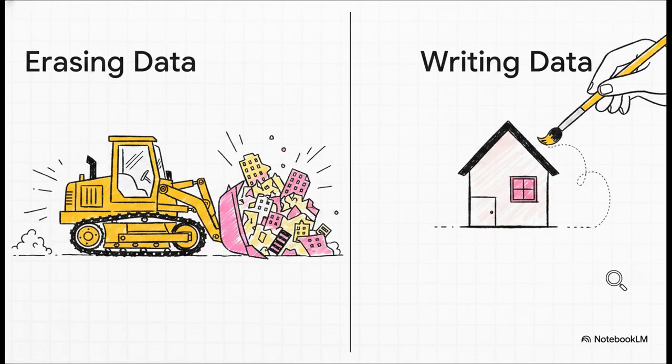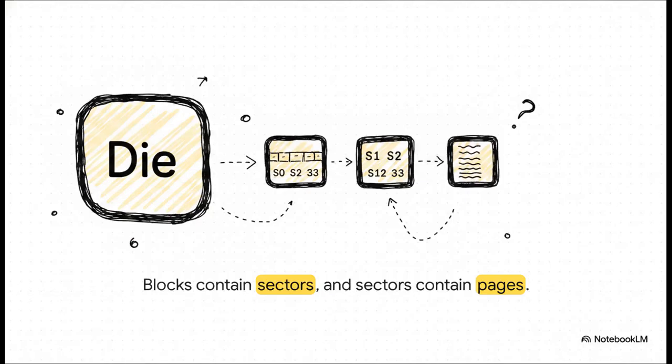So here's where the fundamental rules of the realm get really interesting. Erasing is a massive, blunt force operation. You are wiping out whole neighborhoods or streets at the block or sector level. But writing? Writing is a super precise, targeted operation happening specifically at the page level. Imagine trying to update just a single address, but the rules say you have to write to an entire house all at once, and if you make a mistake, you literally have to bulldoze the whole block to clear it out.